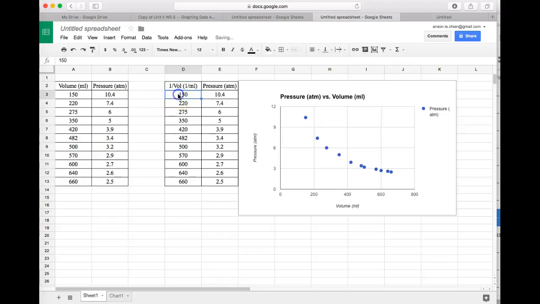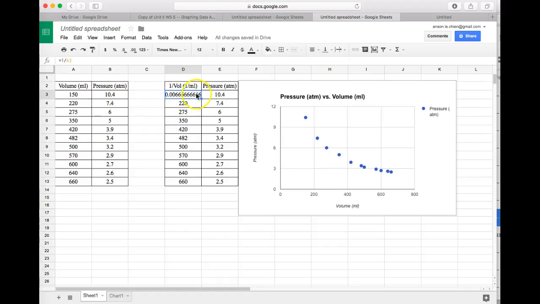Okay, now I'm going to click on this cell and I'm going to replace it with a math function. I'm going to say equals, and then I'm going to do 1 divided by, and I'm going to select from column A this first cell with a number in it. And I could press my return key, and that is 1 over 1.50.